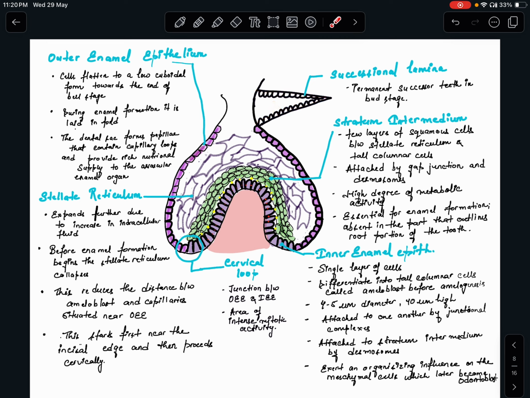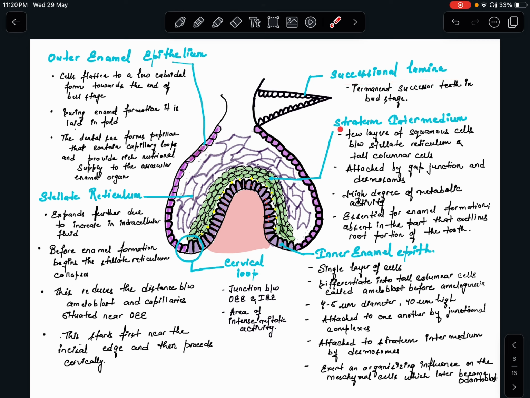Okay, so imagine if this is a central incisor, this is a germ of a deciduous central incisor. So sometime it will be replaced by a permanent central incisor. So it is the bud of the permanent central incisor that will replace this. Okay, this is called successional lamina and it is visible in early bell stage.